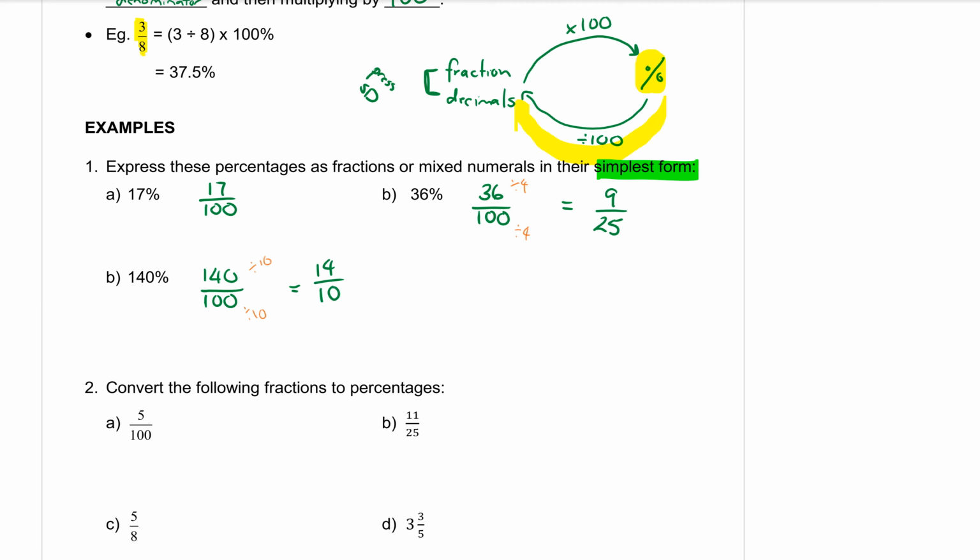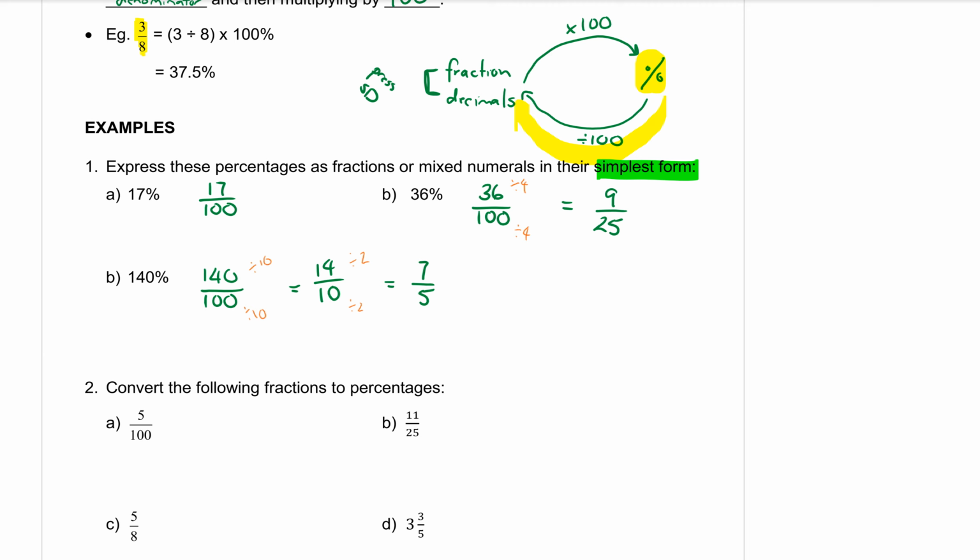However, that still can be simplified more. I could divide both of those numbers by 2. Dividing by 2, I will get 7. 14 divided by 2 is 7, and 10 divided by 2 is 5. That is simplest form, but the question did say mixed numerals if needed.